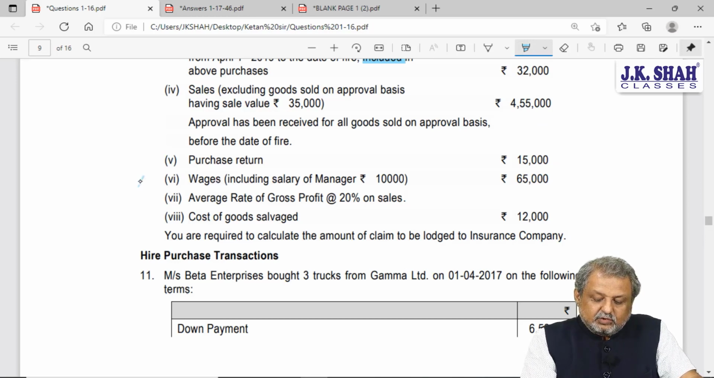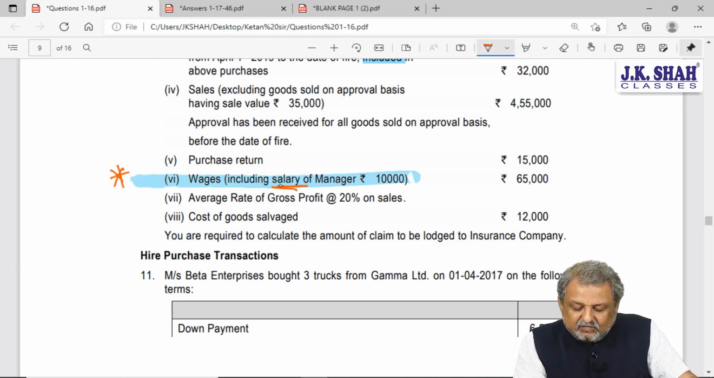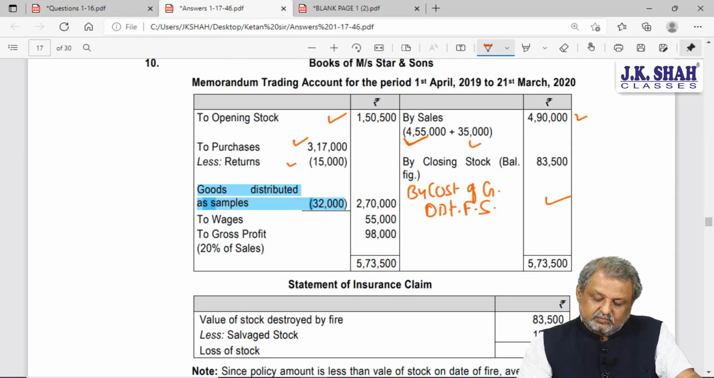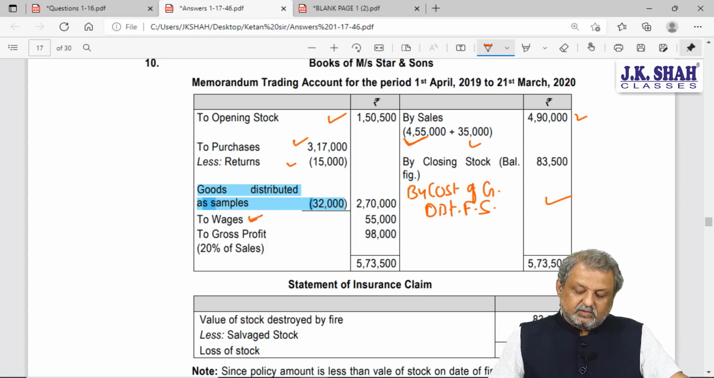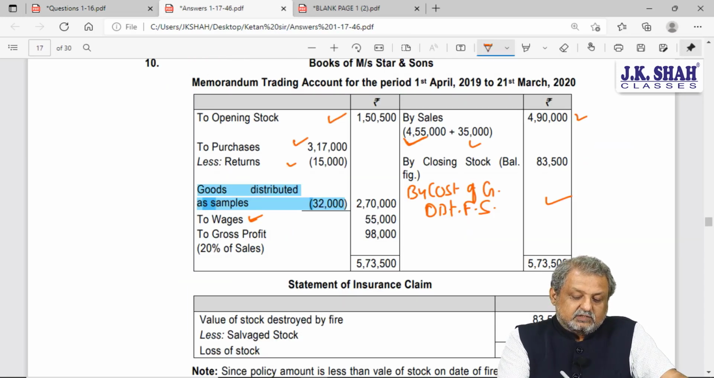Wages. Now this is a new point. See, very small thing. Including salary of the manager. So out of this, wages are 55, salary is 10. So wages you will take in trading, salary is a P&L item, you will ignore. Such a small thing. Then average rate of GP is 20% on sales. So GP percentage is given.